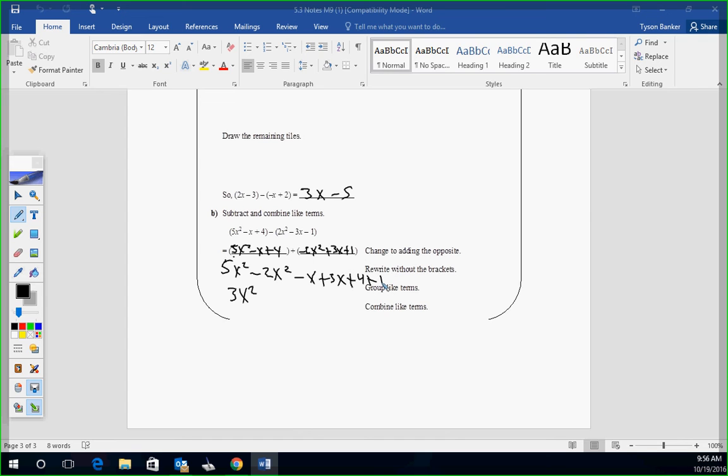Negative 1 plus 3 is positive 2. 4 plus 1 is 5. This is your combined like terms. That's your final answer. Okay, that's it for 5-3.